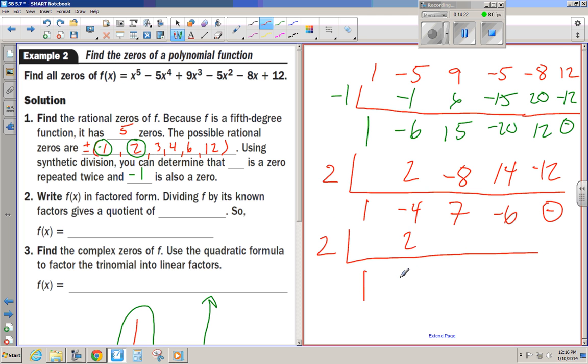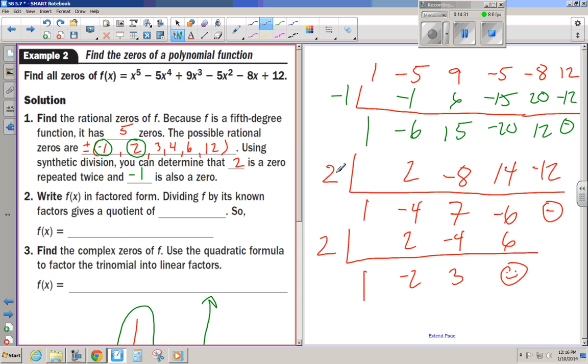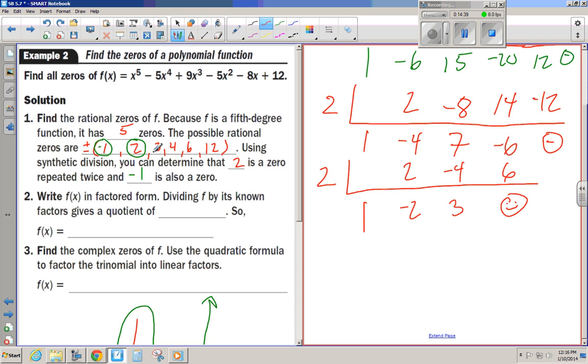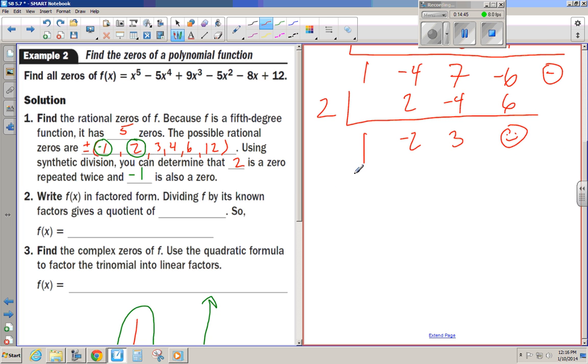Drop the 1 down, multiply. That 2 happened a second time. So just by knowing what the possible zeros are, by graphing and synthetic division, I am finding solutions to this graph. I could try 2 again, because it could happen 2 more times. But now I'm going to factor it instead, at least I'm going to see if it can be factorable.